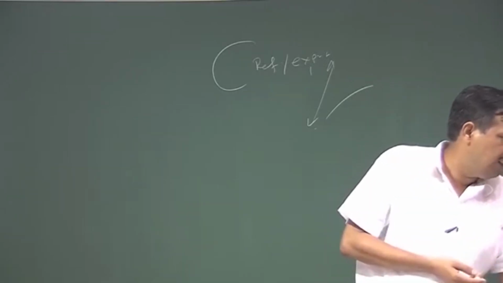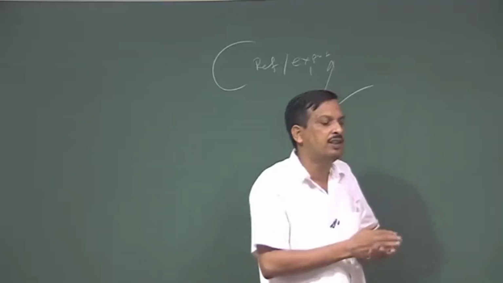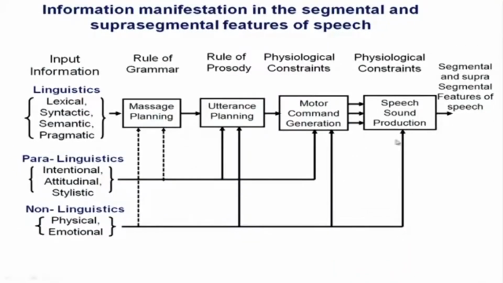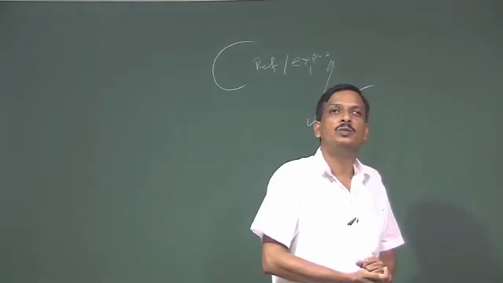So, I am not going into details on orality, there is a history. Now, how is it possible? Yes, it is possible. When you produce speech, there are segmental and suprasegmental features of the speech. So, there is linguistic and paralinguistic information, and based on this information, segmental and suprasegmental features are developed. In processing for information extraction, the acoustic signal, which is segmental and suprasegmental, is provided here. So, physical constraint, speech sound analysis, then physiological constraint, motor command excitation, physiological prosody analysis, utterance analysis, rules of grammar, message analysis, then the output is linguistic, paralinguistic and non-linguistic. Okay. So, I can do all this from the speech parameters also.